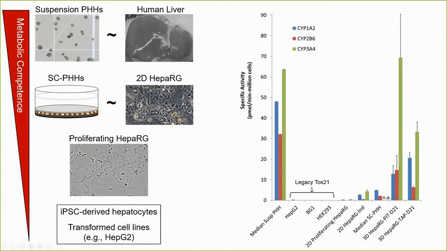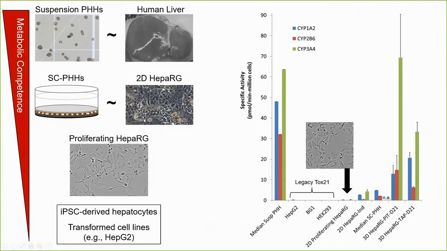And you can see in the Tox21 world that I was joined a few years ago, HepG2s, BG1s, and HEK293 cells have very minimal activity compared to this benchmark. HepaRG cells, while very capable of differentiating, if they're grown in this culture configuration, aren't hugely different from the Tox21 cell lines. They do have better CYP3A activity, and that's in this model here.